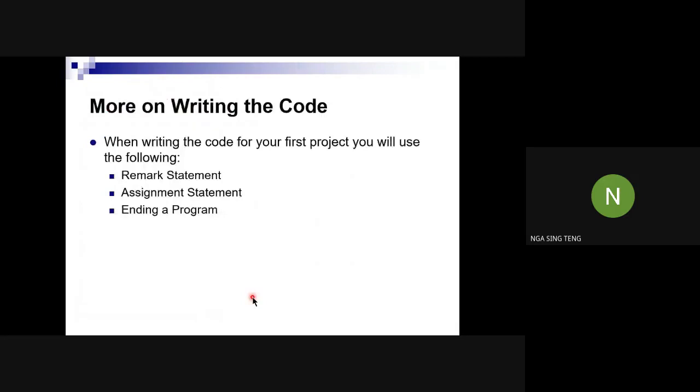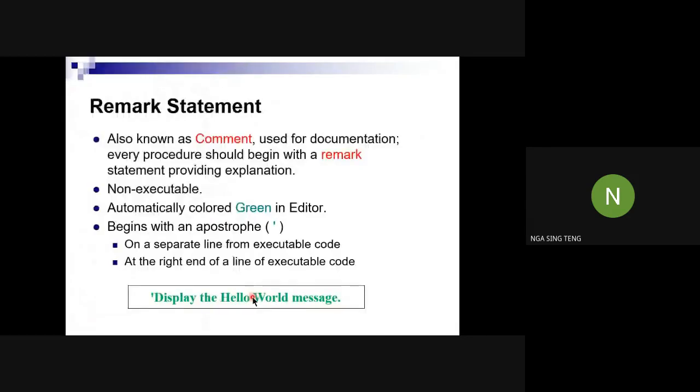When writing the code for your first project, you will use the assignment statement and the ending statement. It's a remark statement as well. Only that now they use remark. Previously, you used comment. Let's put an apostrophe. This one, on separate lines from executable code, you can just put a line as a comment. Or you have the code on your left and the comment on your right.